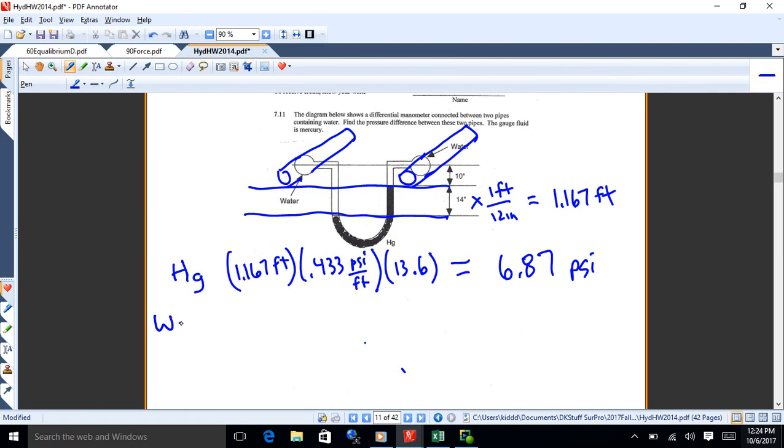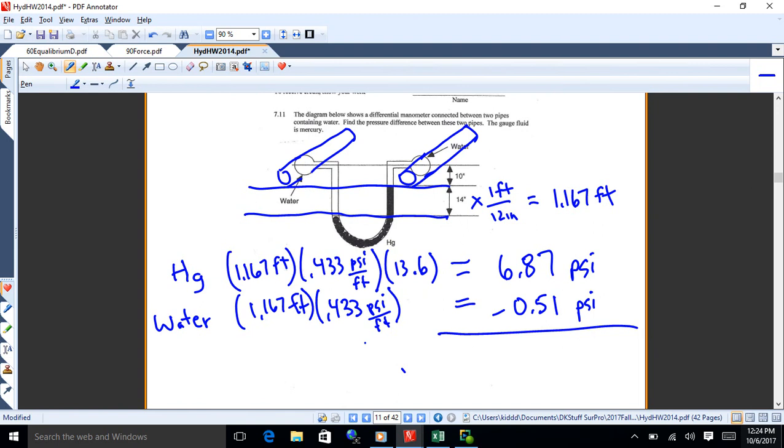okay. But you've also got water, okay? And you have to remember that that's what the pipe on the right is doing. It's pushing water up towards the one on the left. And that would be a negative, so that's negative 0.5, we'll call it 0.51, okay? So what you're looking for is the difference between the two for your answer. So we're doing all right with that?